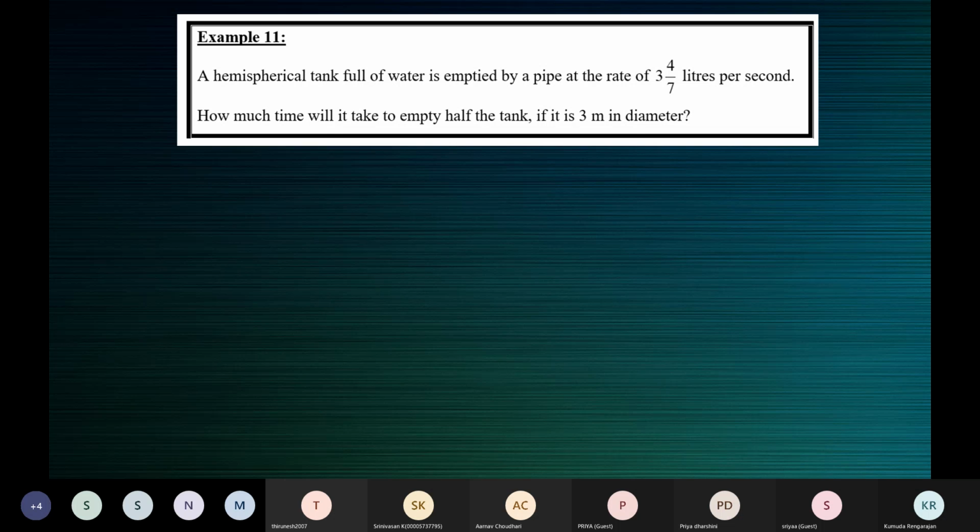The speed is given as so many liters per second. So convert the volume which you found to liters. Find the volume of the tank, then divide by 2 to get half the volume of the tank. That water only has to be emptied. The answer which you got now will be in meter cube because the radius is in meters, 3 meters in diameter. So the volume which you get will be in meter cube.